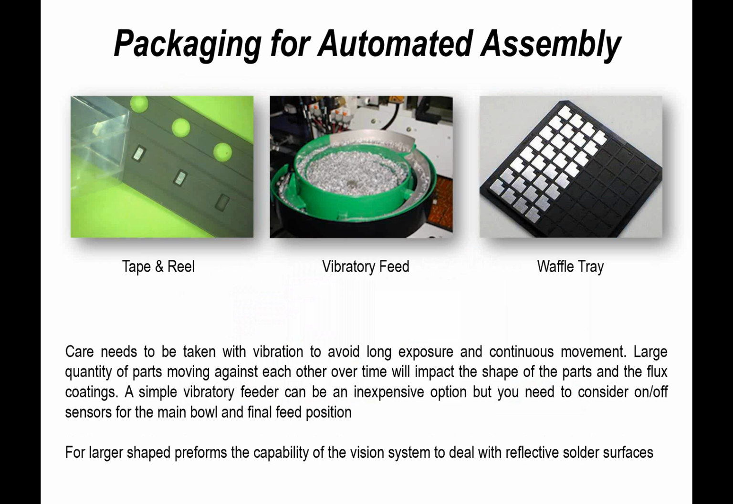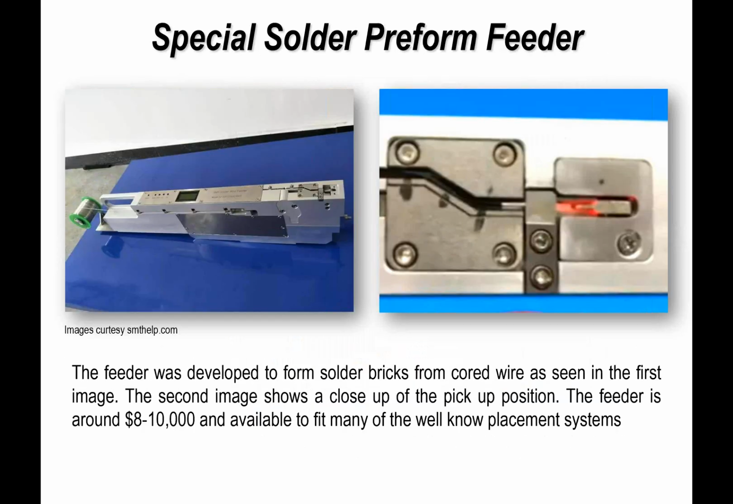Also, with shiny solder-like surfaces, you need to look at vision systems if you're going to be placing complex preforms onto a surface. Not an insurmountable problem, but it's just something to bear in mind. Now, in addition, in Asia, there are 2 suppliers who actually make feeder mechanisms which are basically cut and form. So they take cored wire, cut and form it to a shape. So you're putting a fluxed core wire directly onto the solder paste to overcome the volume.